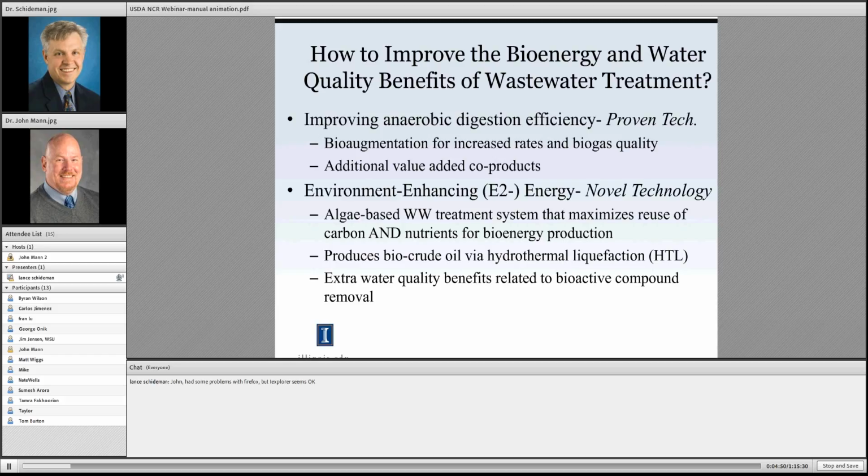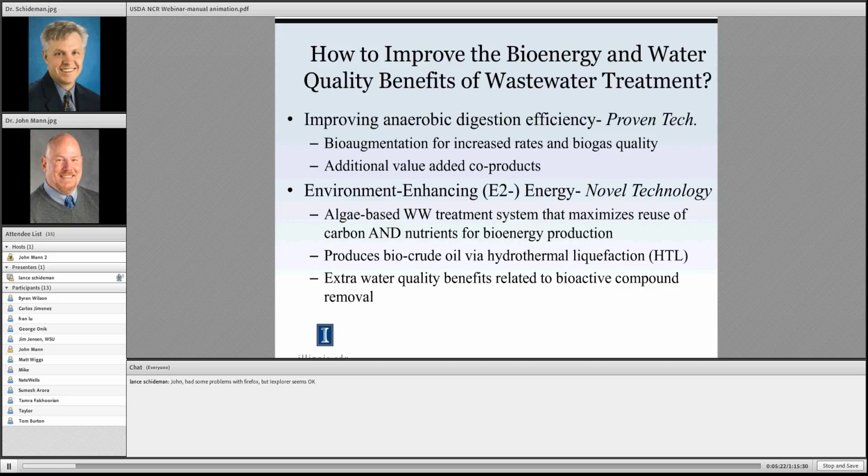One is through bioaugmentation, where we add specific microorganisms to the mixture of anaerobic digestion in order to increase rates and the biogas quality. And then the secondary thing is anaerobic digestion is usually just a step in the treatment process, and there is potential to do additional treatment steps that can provide other valuable co-products. And so we'll highlight some of those that I think are particularly promising.